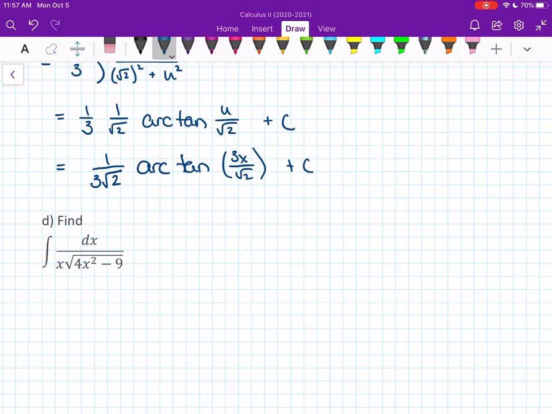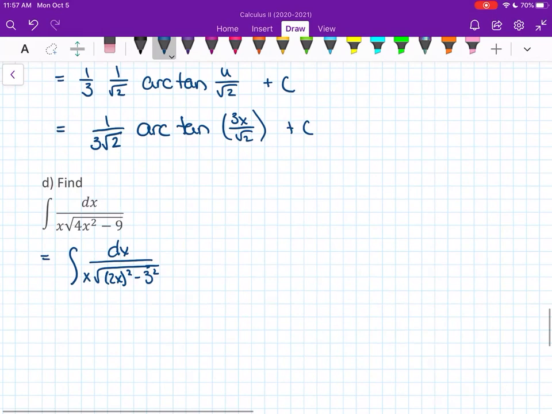So let's see here. I am going to write it in a form that looks a little more like that. So if I have dx, and then x times the square root of the quantity 2x squared minus 3 squared. That way I can see my a value and my x value better.